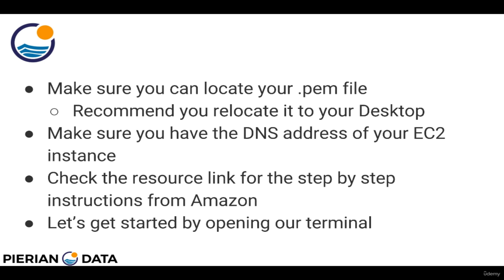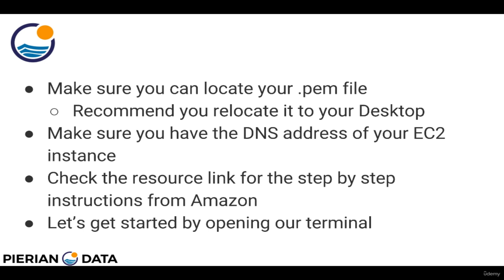Make sure you can locate your .pem file. I would recommend that you relocate it from wherever you saved it to your desktop so you can follow exactly along with what I'm doing. And also make sure you have the DNS address of your EC2 instance, and I'll review how you can get that. Then you're going to check the resource link for the step-by-step instructions from Amazon in case you actually want a written guide for everything that we're about to do. But everything we're about to do is actually quite simple. It's just basically 1 or 2 lines of code.